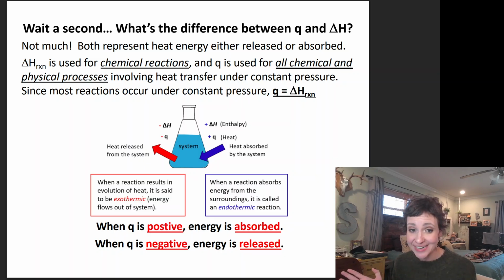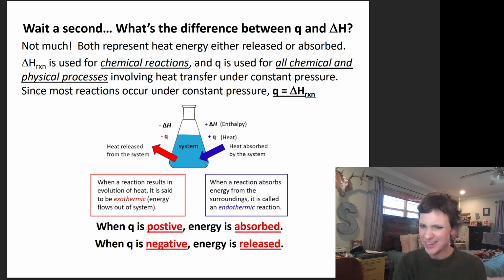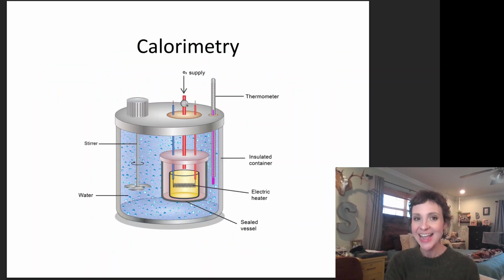The theme here is when Q is positive, energy is absorbed. That process is an endothermic process. When Q is negative, energy is released, and that's an exothermic process. So good, they kind of mean the same thing. I don't know why there are two letters of the alphabet. That's kind of inconvenient, but it is fine. We can roll with it. All right, now let's extend this into a lesson on calorimetry.